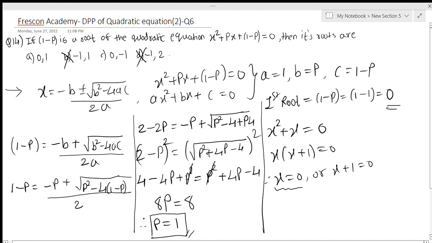So from the second equation, that is x plus 1 is equal to 0, we get x is equal to minus 1. Therefore, x is equal to 0 and x is equal to minus 1 are the roots of the equation. So option C is correct.